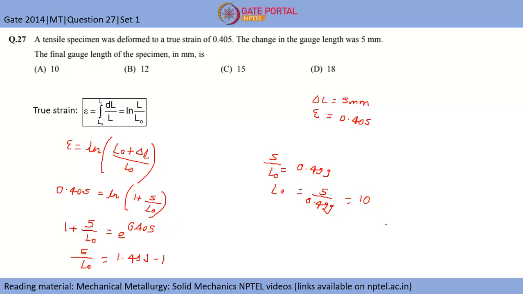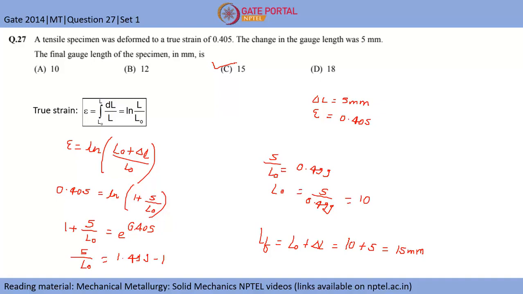Now we have to add the change in gauge length, which is 5 mm, to the initial length, because we require the final gauge length. So L final will be L naught plus delta L. So here 10 plus 5 is 15 mm. So the correct option is option C. I hope this is clear.